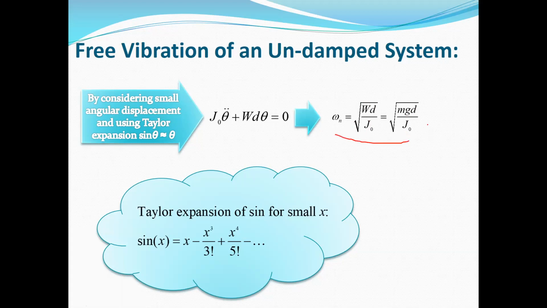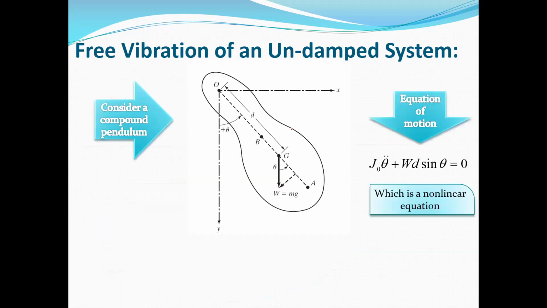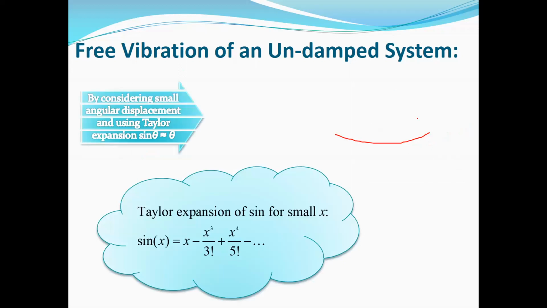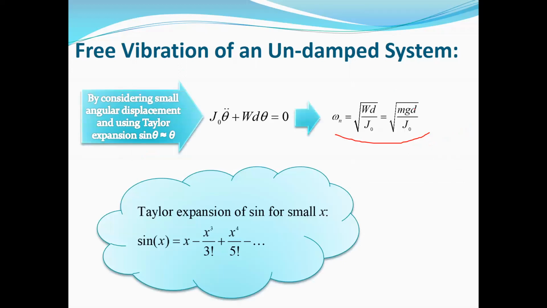This time you can see for a compound pendulum, the natural frequency is a function of the mass. So the mass will affect your natural frequency. And D is the distance between the mass center point G and point O, which is the fixed point of rotation. So the natural frequency is a function of this D. D is similar to the length in the simple pendulum, and J naught is the mass moment of inertia, again about point O.